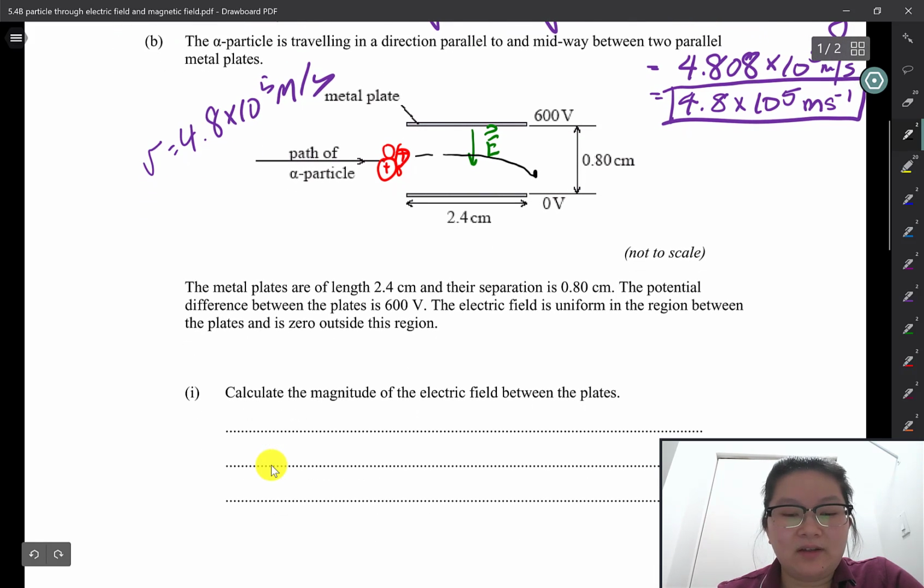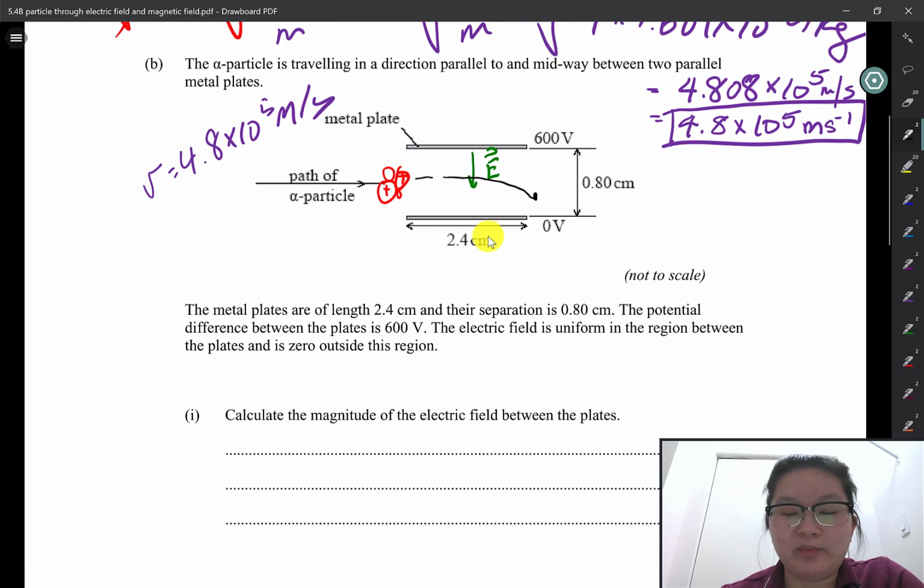The metal plates are length 2.4 centimeters, so that's this length here. Their separation is 0.8 centimeters. Potential difference is 600 volts. The electric field is uniform in the region of the plates and zero outside of it. Calculate the magnitude of the electric field between the plates.